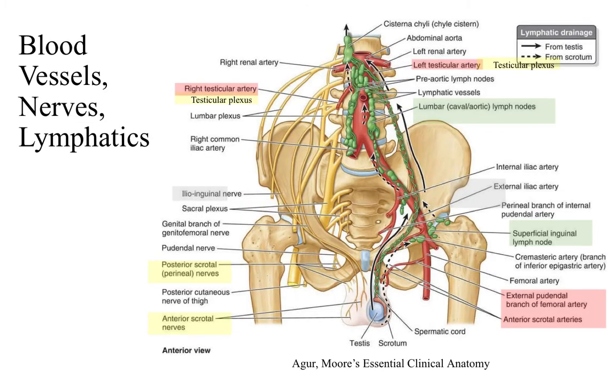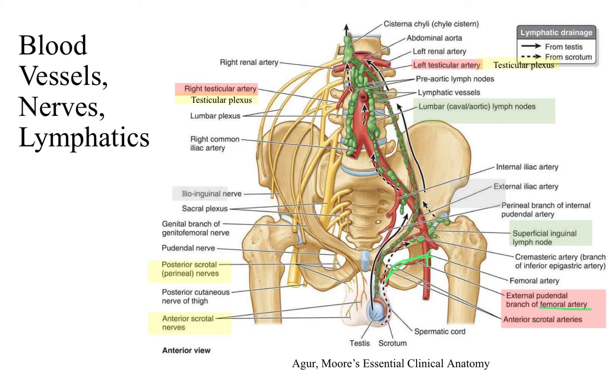All right, blood vessels, nerves, and lymphatics of the testes themselves. So keep in mind that we're coming from the femoral artery. All right, so this would be the femoral artery, and there's a branch coming off that called the anterior scrotal artery. So that would be part of the blood supply to the scrotum.